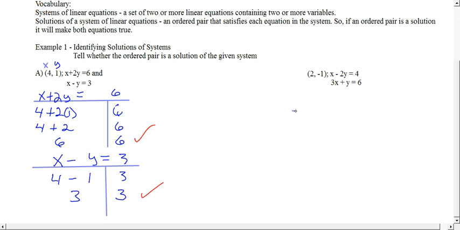Start here, and that's probably good enough. Okay. So let's go back to the pen, and we'll do this one in red.